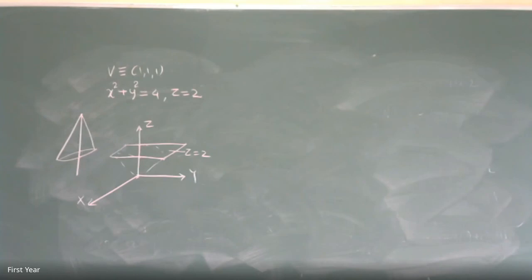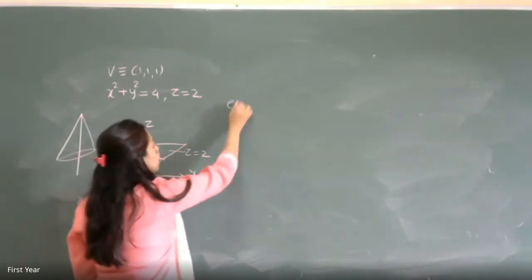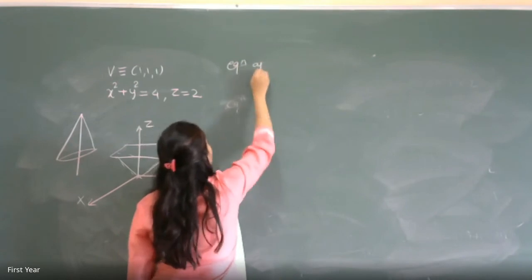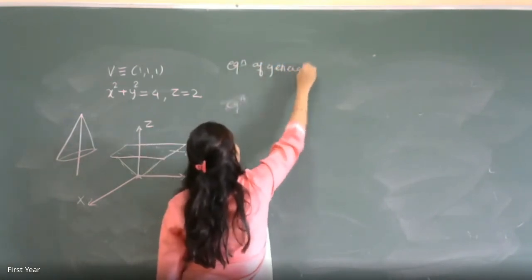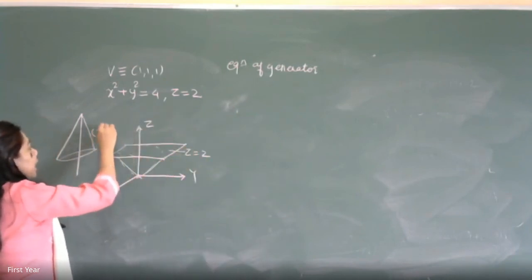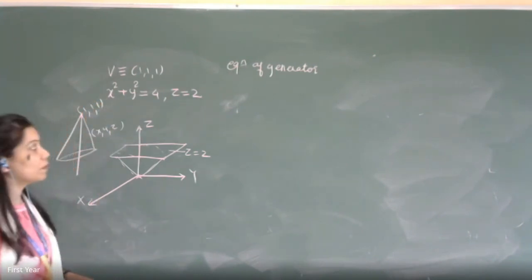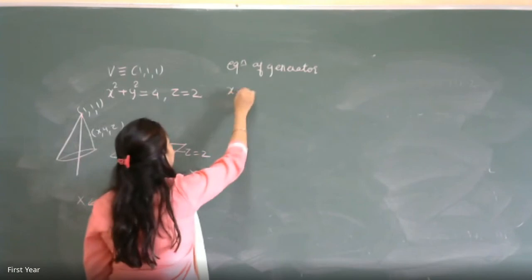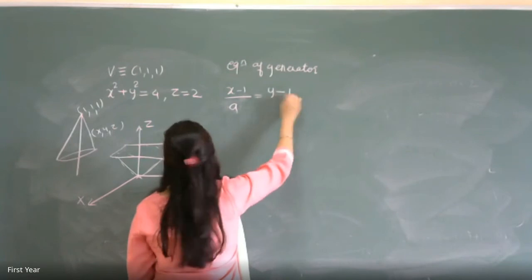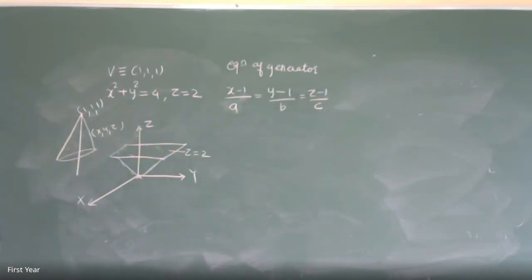So how will you find it? You know the vertex. One of these lines will generate the cone. Correct? So let me write down the equation. I'm going to use the locus concept here. Equation of generator. What will be the equation of generator? If x, y, z is any point on the cone and 1, 1, 1 is the vertex, then x minus 1 by a is equal to y minus 1 by b is equal to z minus 1 by c is the equation of generator. Yes or no?